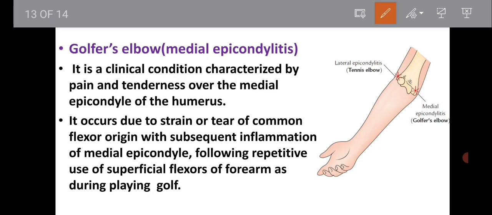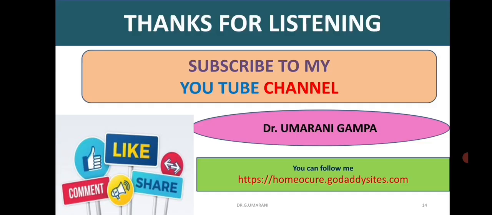The golfer's elbow usually affects the medial epicondyle, whereas tennis players usually affect the lateral epicondyle. So this is about the golfer's elbow.